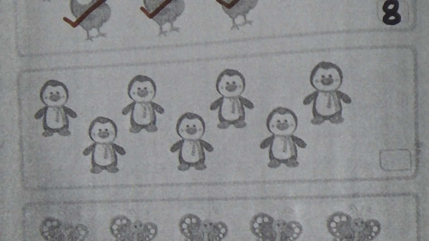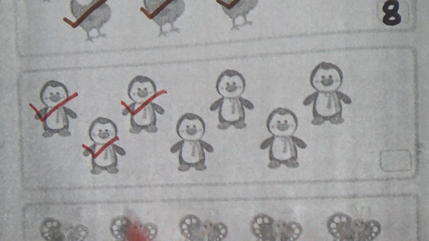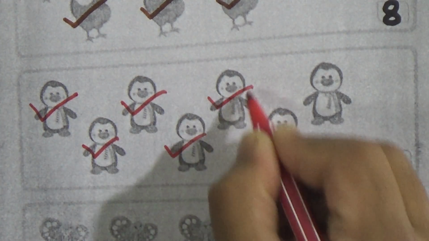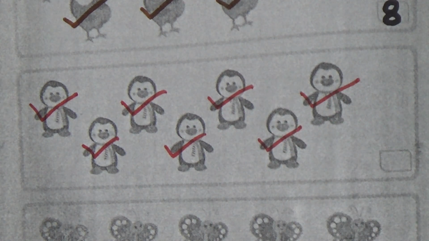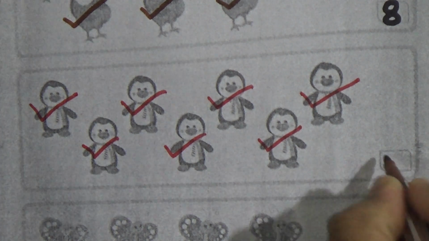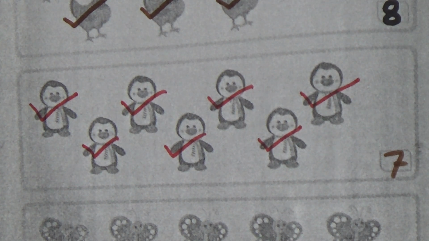Now there is a picture of dolls. How many dolls are there? Count it. It's 1, 2, 3, 4, 5, 6, 7. That means there are 7 dolls. We should write down 7 in that blank.